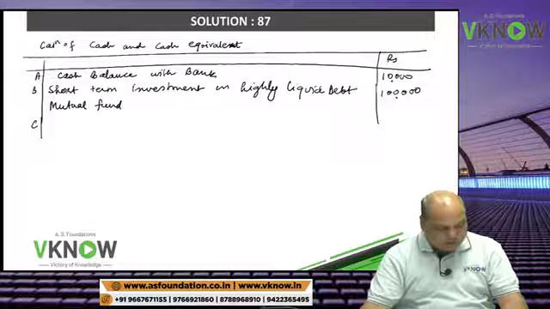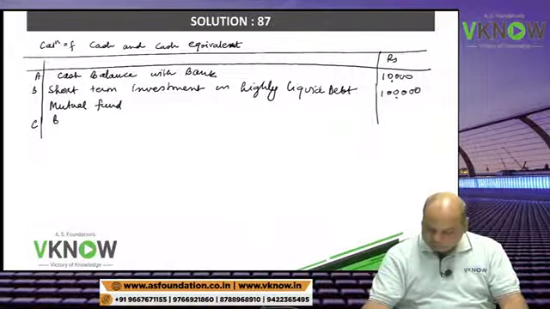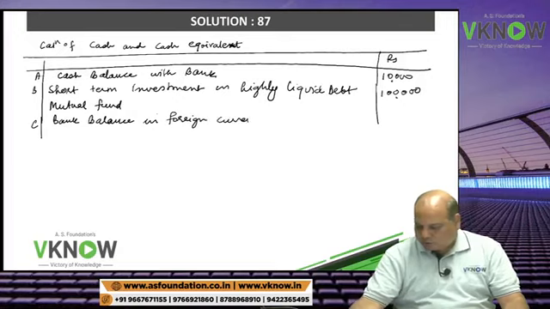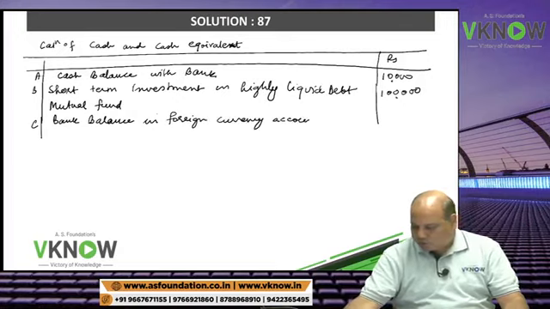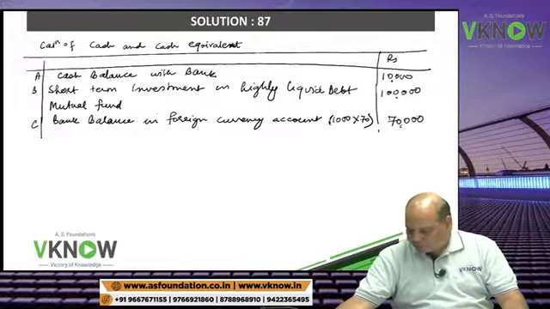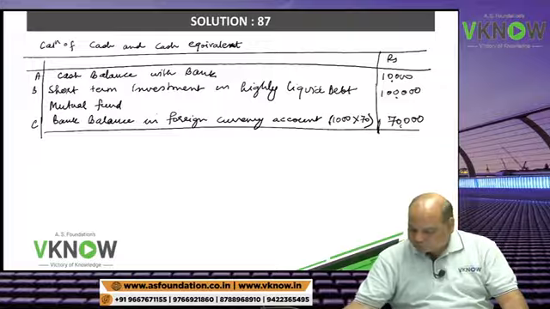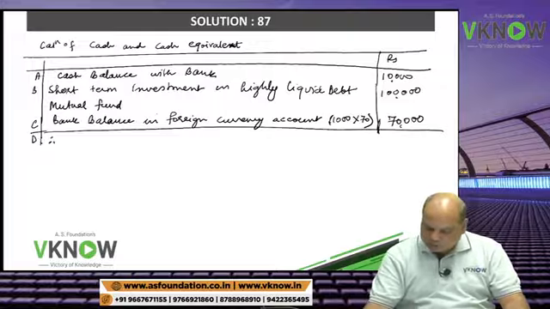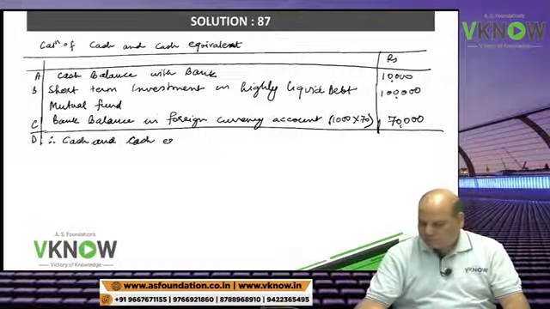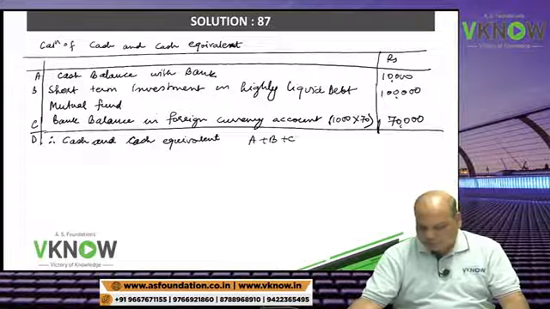And point number C is bank balance in foreign currency account. So we will convert into rupees. $1,000 into 70 is 70,000 rupees. So you will write point number D. Therefore, cash and cash equivalent is A plus B plus C.